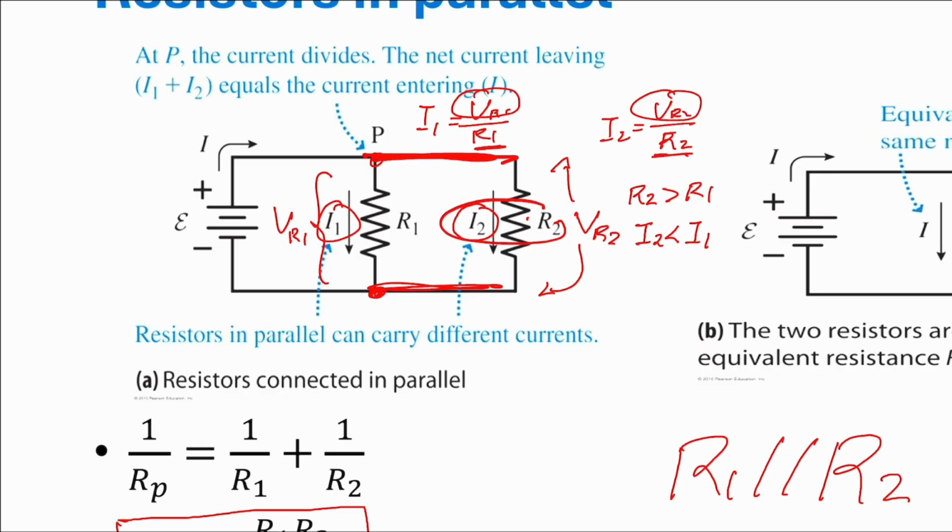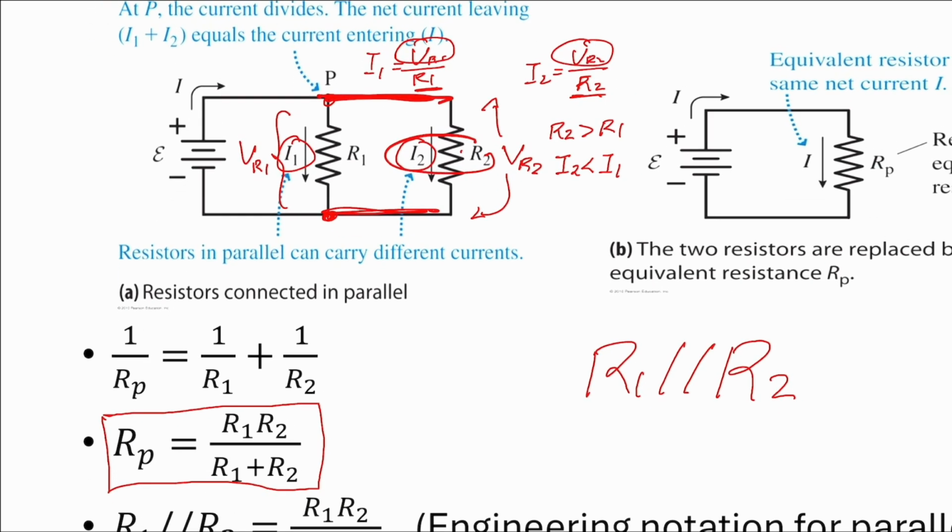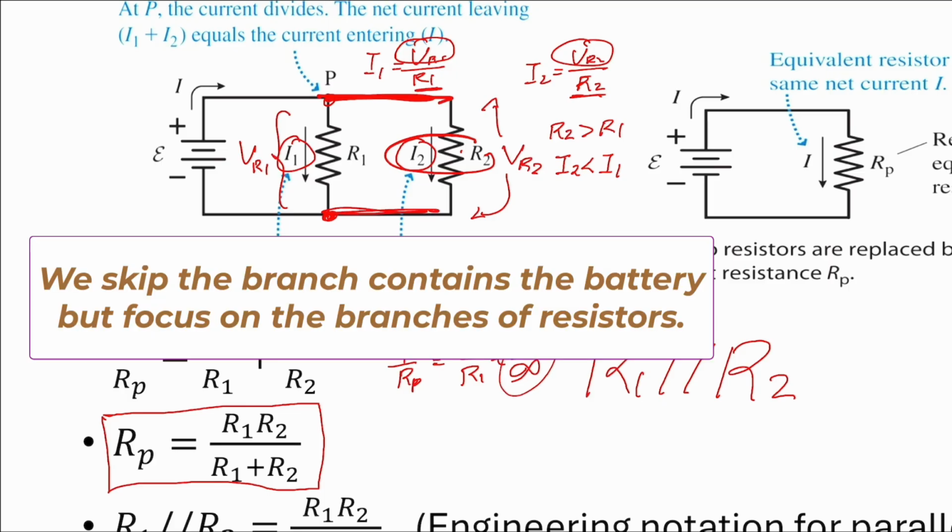So you can imagine going to the extreme. Remember, when R2 becomes an open circuit, it means infinity. In this case, 1 over Rp equals 1 over R1 plus 1 over infinity. So this is roughly, or you can say, 0. So the only resistance is R1.